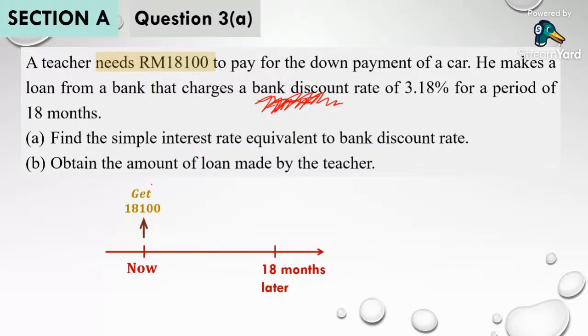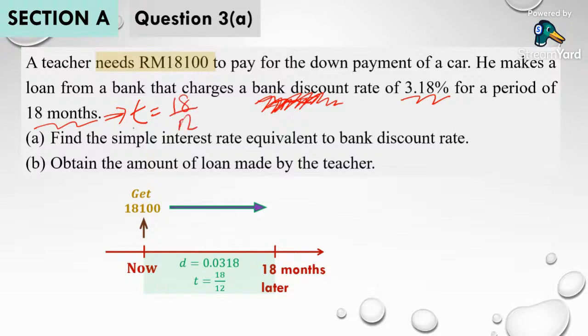Then later, what you are told is that this loan runs for 18 months with the discount rate of 3.18%. 3.18% converted into decimal is 0.0318, for the period of 18 months. So 18 months, if I convert to years, will be T equals 18 divided by 12. Divide by 12 because 1 year has 12 months.